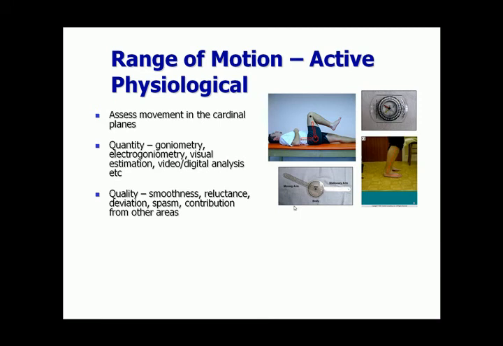It is important when looking at active range of movement to consider the quality of the movement. Is it smooth? Is there resistance? Does the joint deviate from the cardinal plane? Is there muscle spasm stopping it? And is there any contribution from other areas through a cheating or substitution manoeuvre?